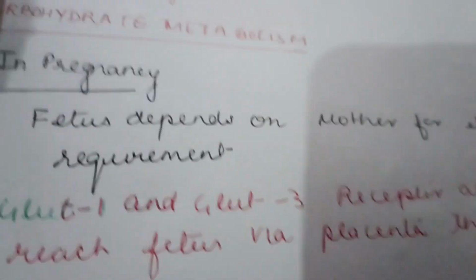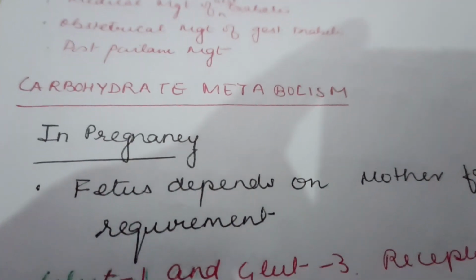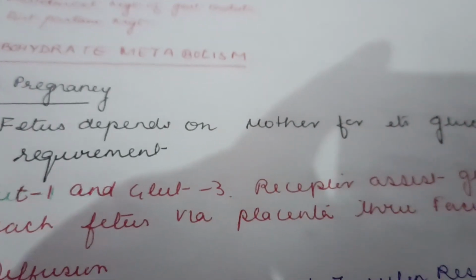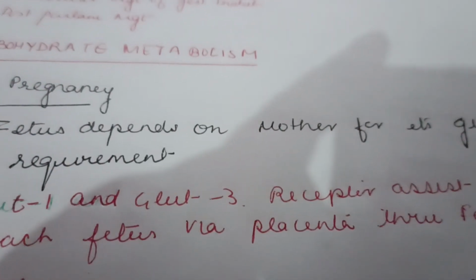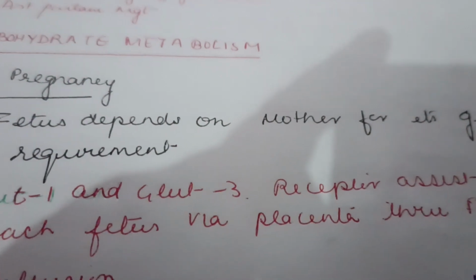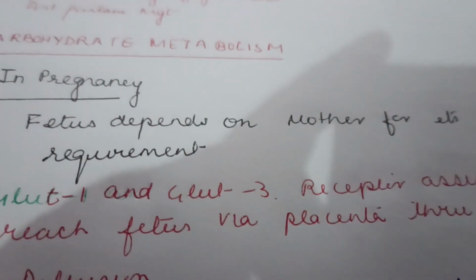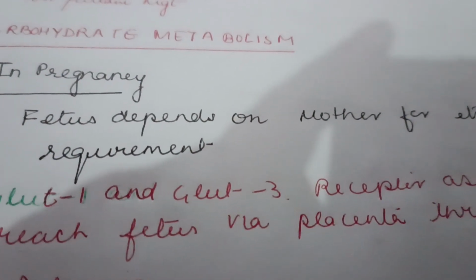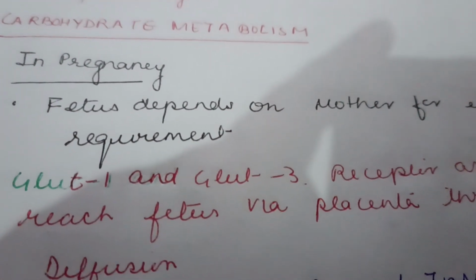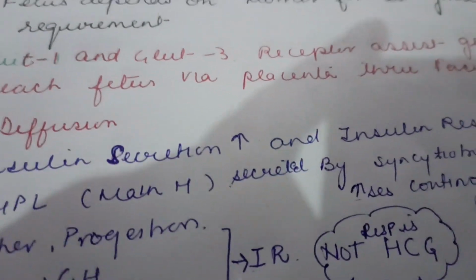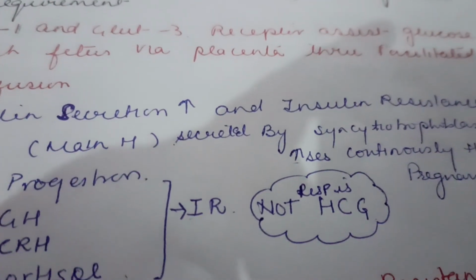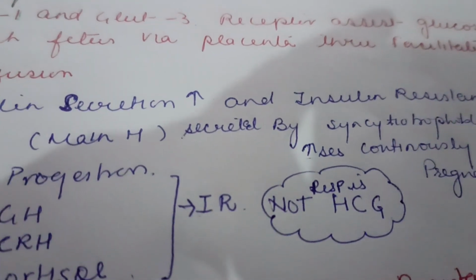First of all, we are going to study carbohydrate metabolism in pregnancy. In pregnancy, the fetus depends upon the mother for its glucose requirement. That glucose goes into the fetus by facilitated diffusion with the help of GLUT1 and GLUT3 receptors. During pregnancy, insulin secretion increases and insulin resistance is also seen.